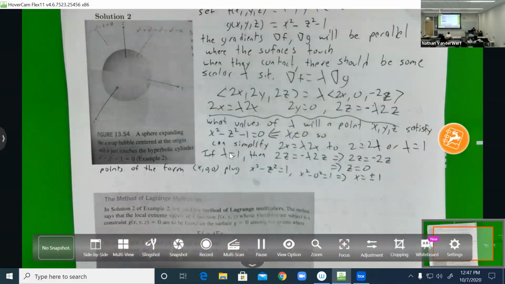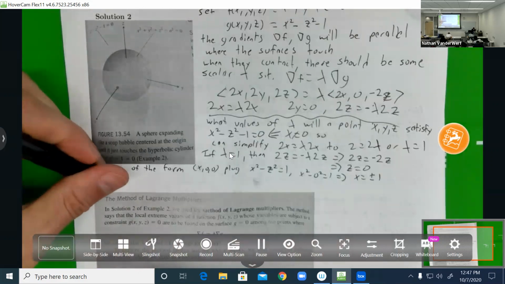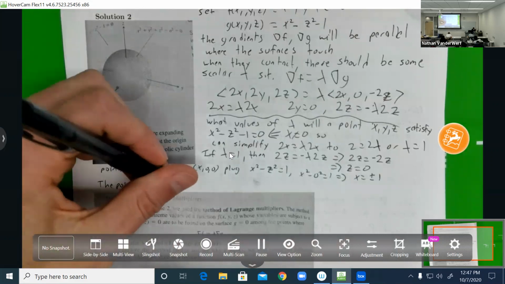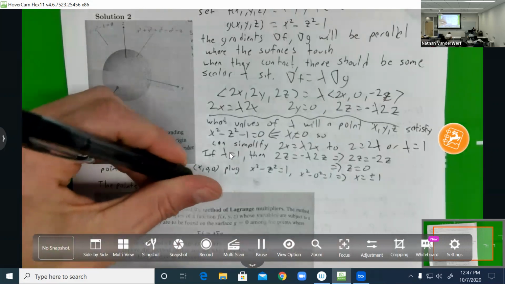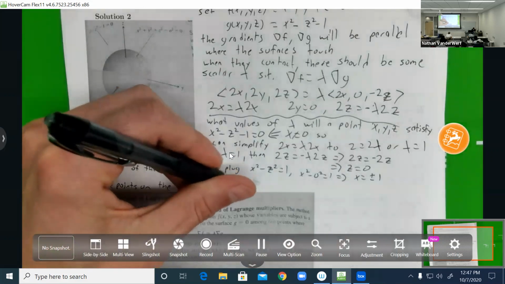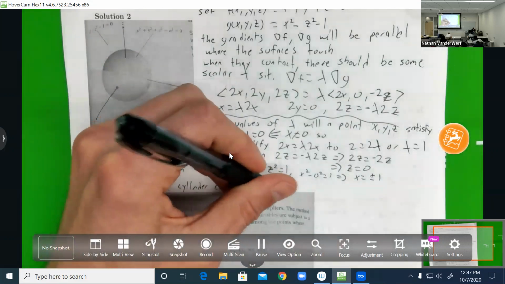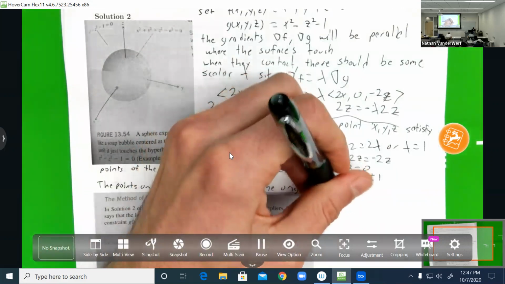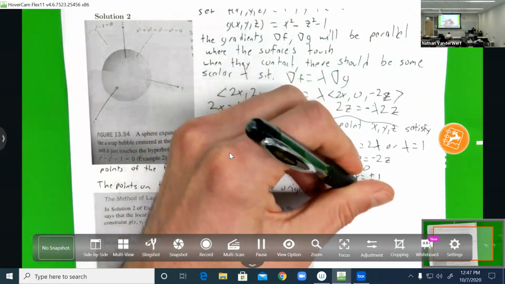And so therefore the points on the cylinder closest to the origin are plus or minus 1, comma 0, comma 0.